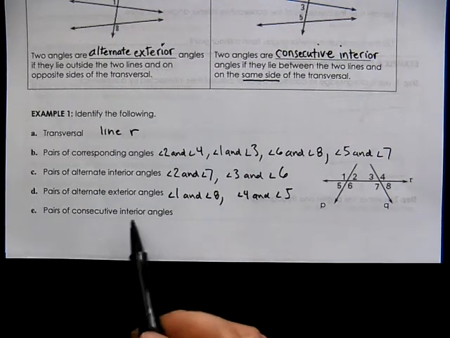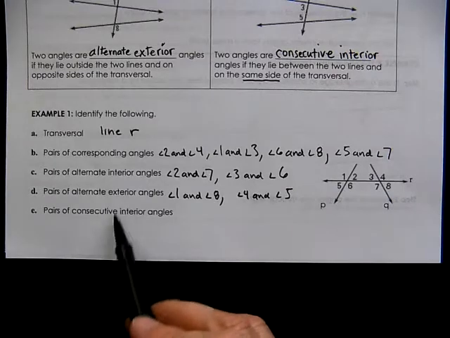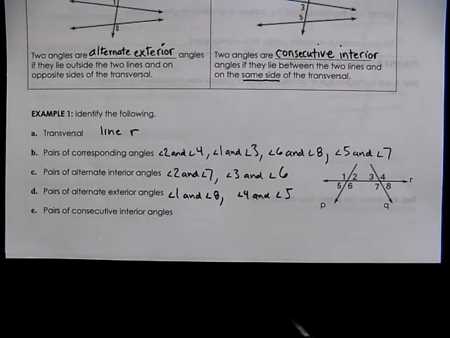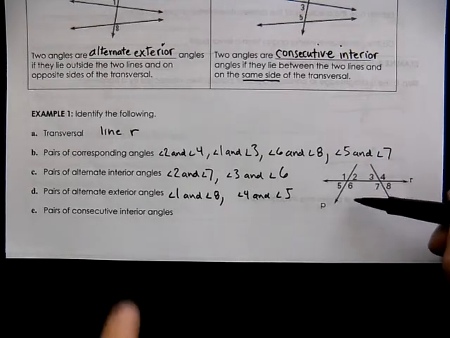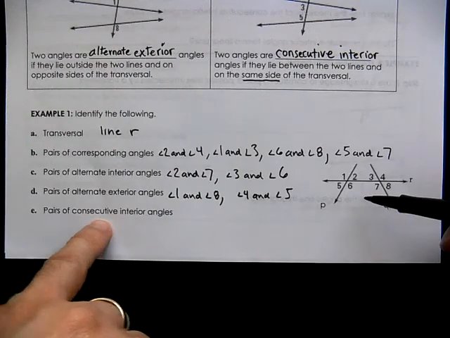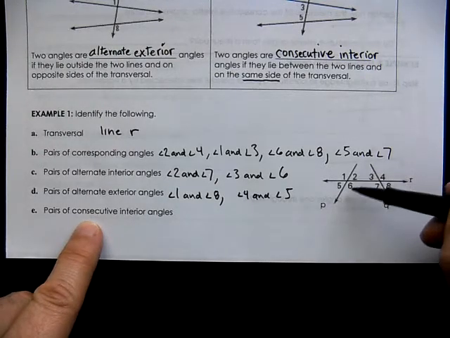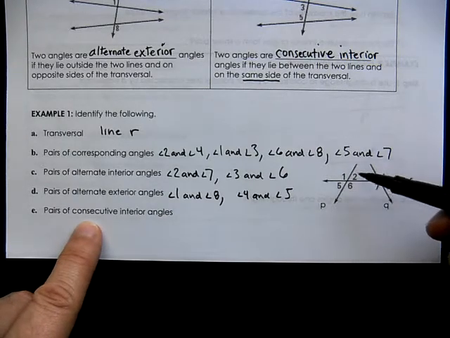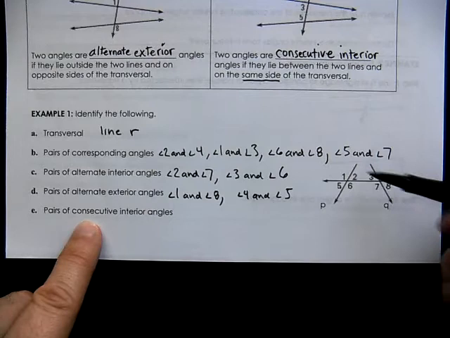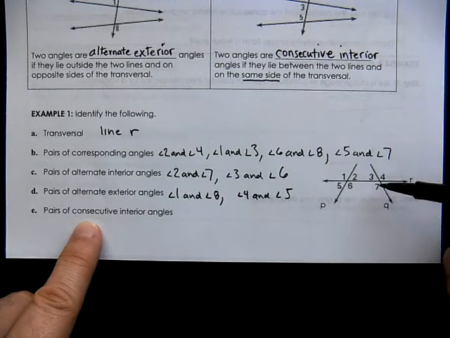Lastly, we want consecutive interior angles. So again, we're back to interior. That means between the two lines. So we're talking about angles 2, 3, 6, and 7 as being the interior angles. We want consecutive angles. So again, we don't want angles like 2 and 6. That would be a linear pair because they form a straight line. We want two angles that are touching the two lines. We want one angle touching line P and one angle touching line Q.